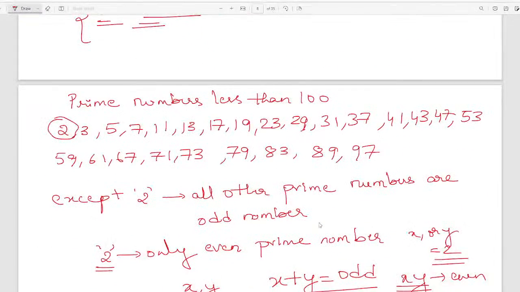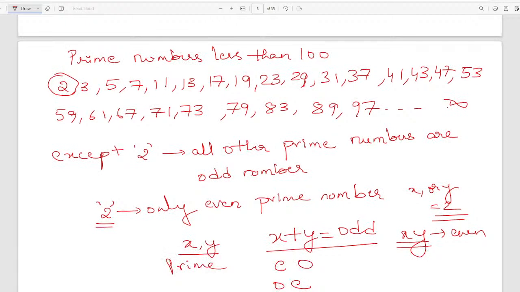So these are the prime numbers that are less than 100: 2, 3, 5, 7, 11, 13, and so on. And except 2, all the numbers are odd numbers. Even if you go to infinity, all prime numbers are odd numbers except 2. 2 is the least prime number, and 2 is also the only even prime number.